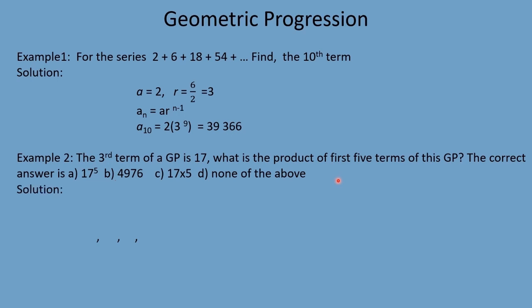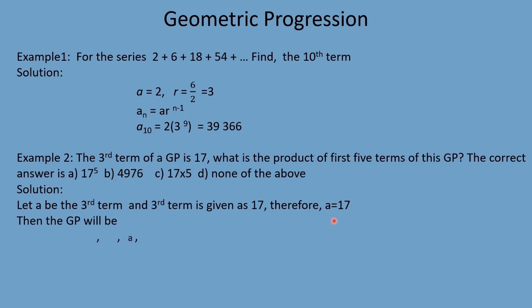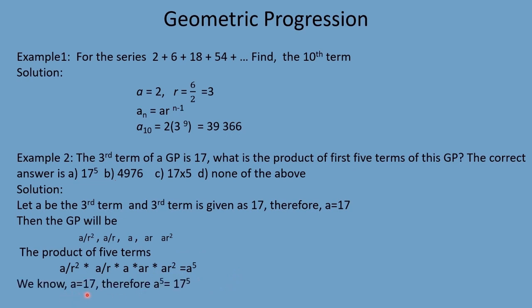Solution. Let A be the third term, and the third term is given as 17, therefore A is equal to 17. Then the GP will be: A is the third term, the fourth term will be AR and the fifth term will be AR square. The second term will be A by R and the first term will be A divided by R square. The product of 5 terms: multiply all these terms, here this R square and this R square get cancelled and this R and this R get cancelled and we get A to the power 5. We know A is equal to 17, therefore A to the power 5, that is 17 to the power 5, is the answer.